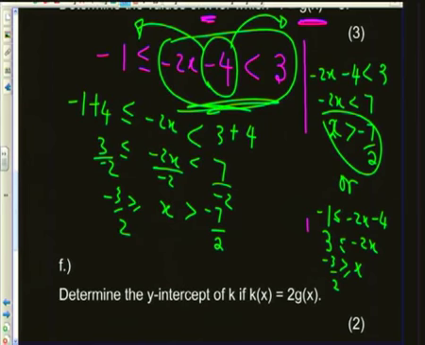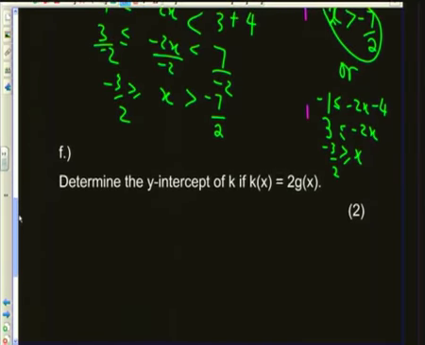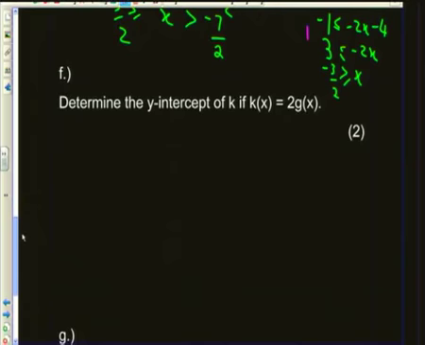Whichever way you do it, you get x should be greater than or equal to -7 divided by 2, and x is less than or equal to -3 divided by 2.